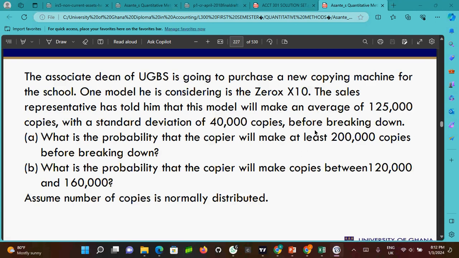According to this question, we can see that the population mean here is 125,000, and our standard deviation here is 40,000. Now we are testing the probability of 200,000. So this becomes our sample mean.